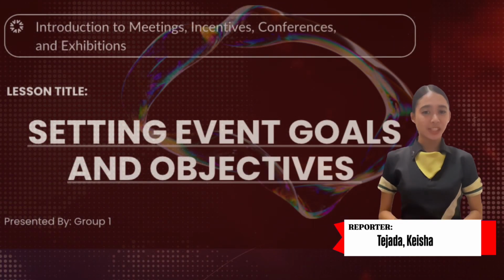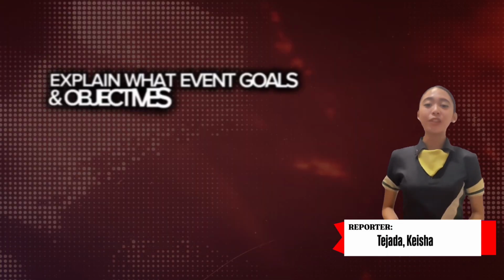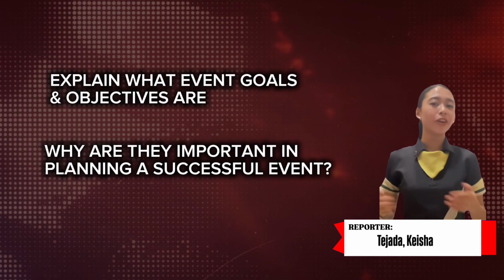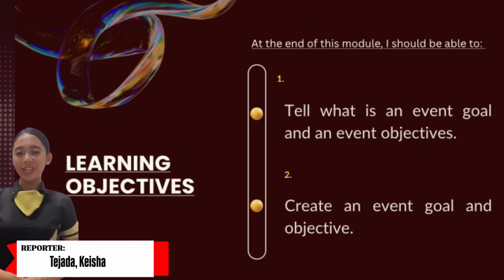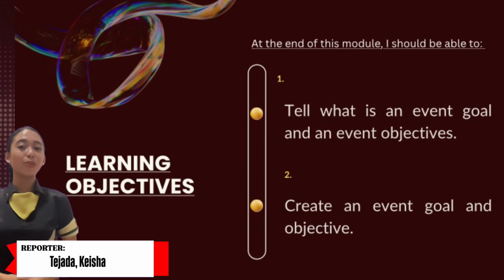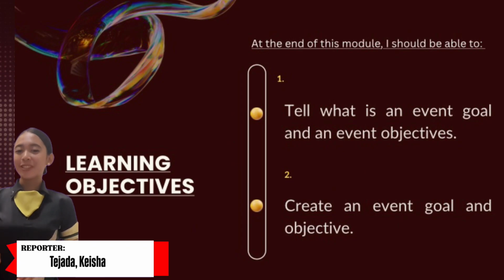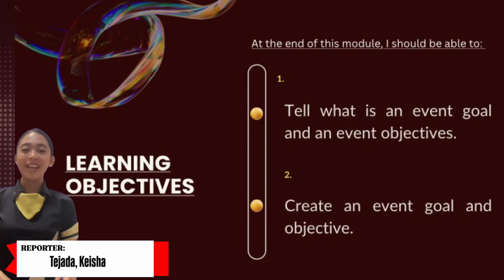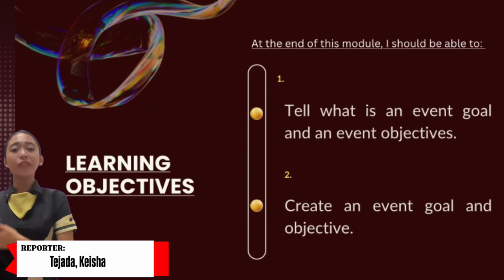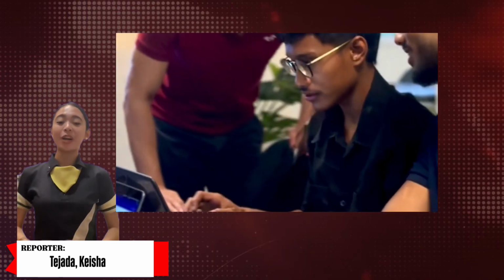So for today's discussion, we will explain what event goals and objectives are and why they are important in planning a successful event. And these are our learning objectives. By the end of this discussion, we should be able to do two things. First, to explain what an event goal and event objectives are. And second, to create our own event goals and objectives. This means we will not only understand the concepts, but also learn how to apply them in real situations.